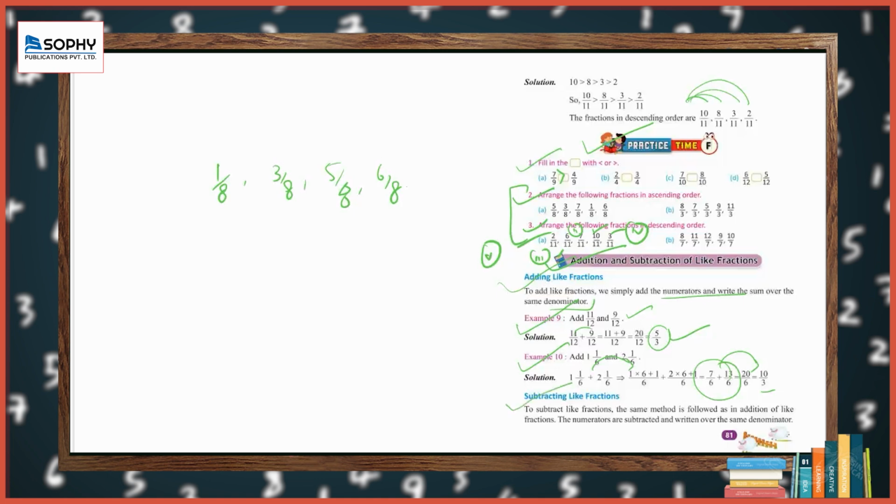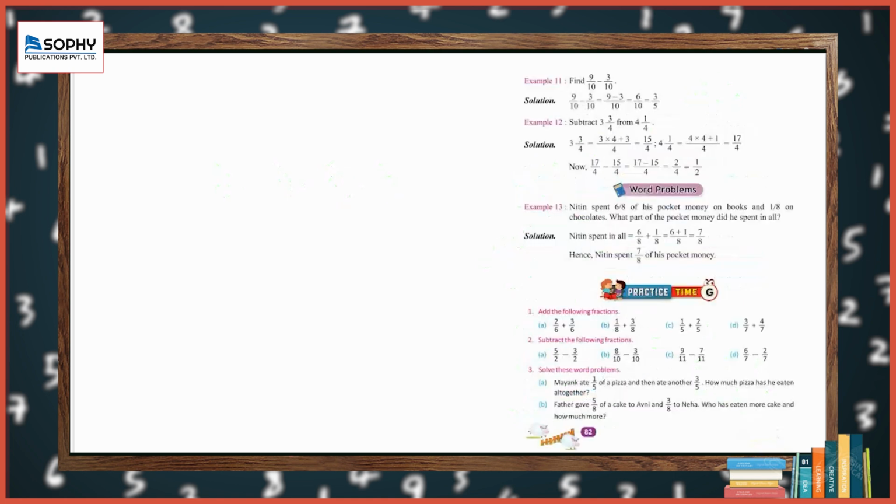Now let's look at subtracting like fractions. To subtract like fractions, the same method is followed as in addition of like fractions. The numerators are subtracted and written over the same denominator. For example, students, we have to subtract this. So 9 minus 3 is 6 by 10, or 3 by 5. In this one, firstly we will convert it into improper fraction, that is 17 by 4 and 15 by 4. Now 17 minus 15 is 2, so half is our correct answer.